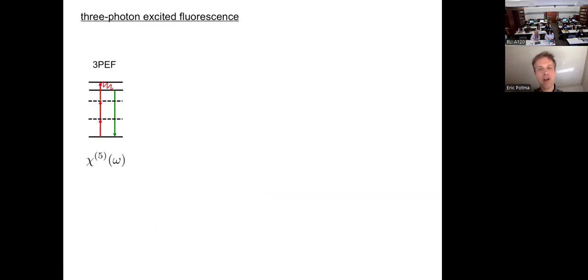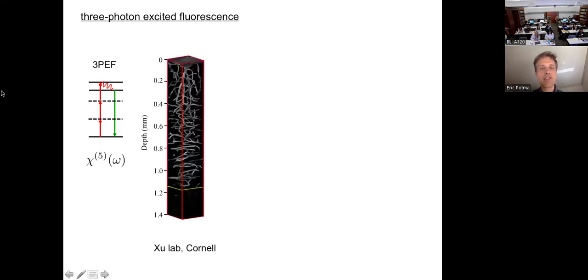So if you look at the 3 photon absorption followed by emission, that turns out to be actually a chi-5 effect. Okay? Kind of a higher order effect from a light-matter interaction point of view. But the beautiful thing is that you can go pretty deep with this. Okay? And Chris Xu from Cornell is really the champion of this, and he's done some amazing work. And this is basically a section. This is a labeled vasculature in the brain, and you can see you can go pretty deep, beyond a millimeter, which was previously thought to be really hard, if not impossible. You can do it with 3 photon excitation.